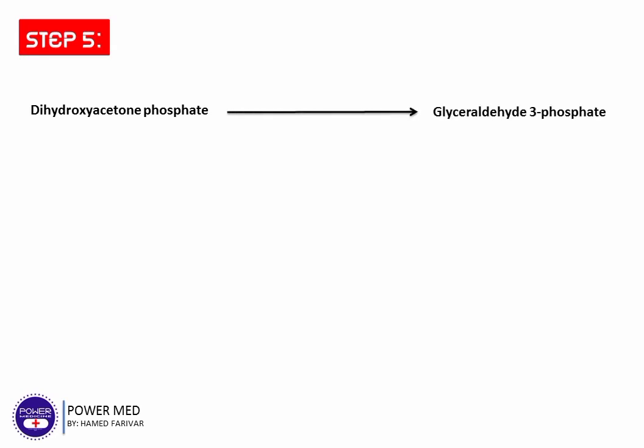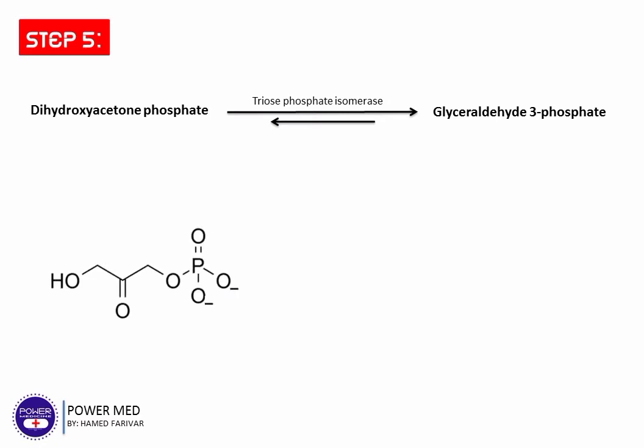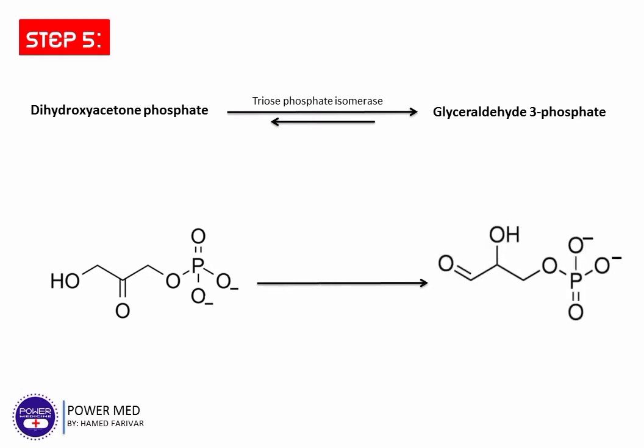Step 5 is an isomerization between products of the previous reaction. In this reaction, dihydroxyacetone phosphate undergoes isomerization to yield a second glyceraldehyde 3-phosphate to participate in future steps of glycolysis. And this reversible isomerization reaction is accomplished by the enzyme triose phosphate isomerase. Here you see the structure of dihydroxyacetone phosphate having a keto group, which is isomerized to make glyceraldehyde 3-phosphate, which contains an aldehyde group in its structure.